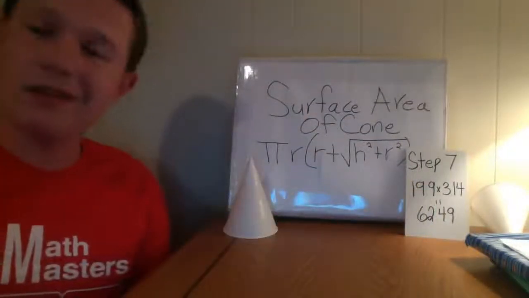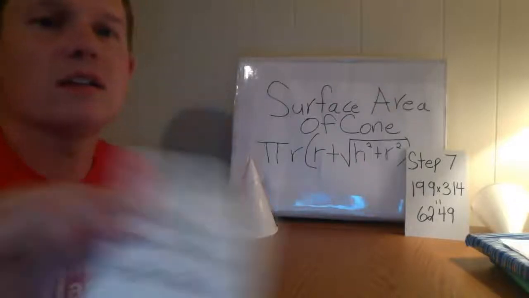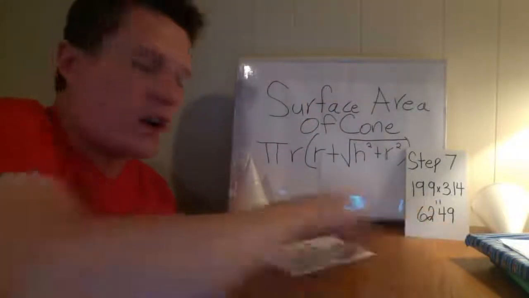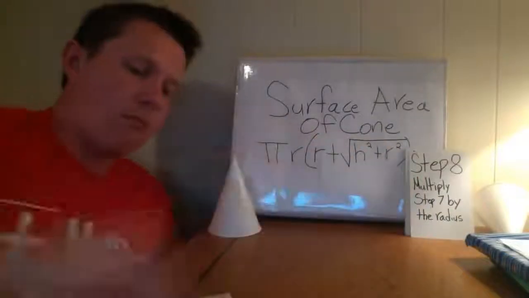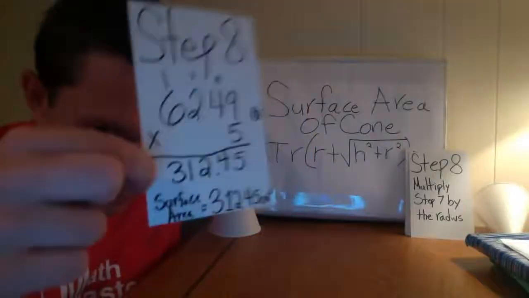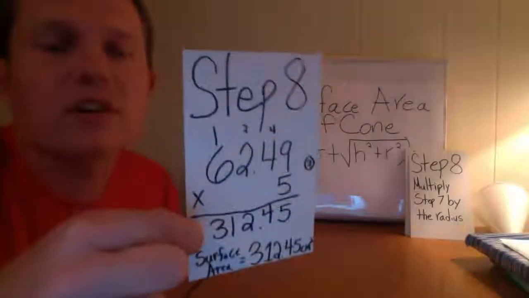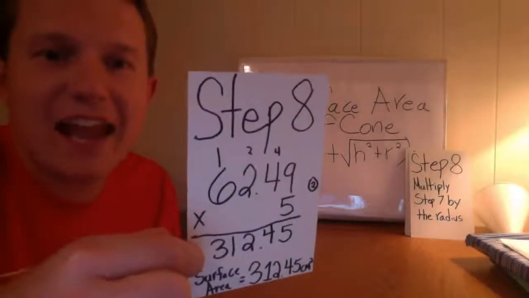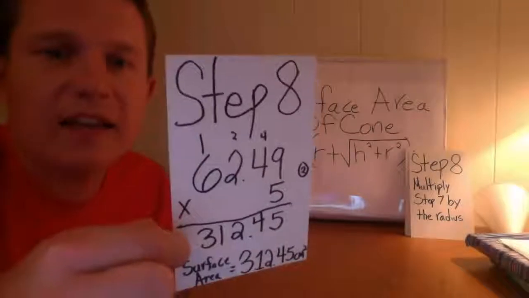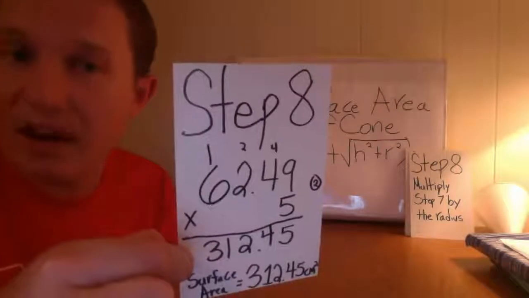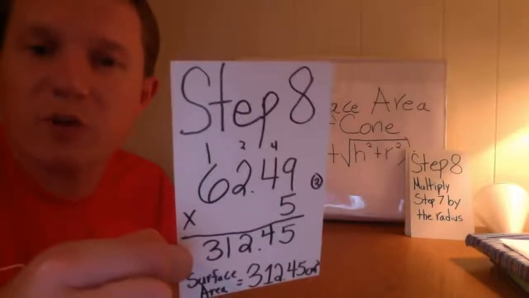Holy smokes. But luckily there's only one left. Step number 8. Choo-choo. There it is. Multiply step 7 by the radius. So 62.49. Multiply it by 5, which was the radius. And there we are. Nice sound effects there. You check my math if you'd like. I did 62.49 times 5, and I get approximately 312.45, read mathematically as 312 and 45/100ths.